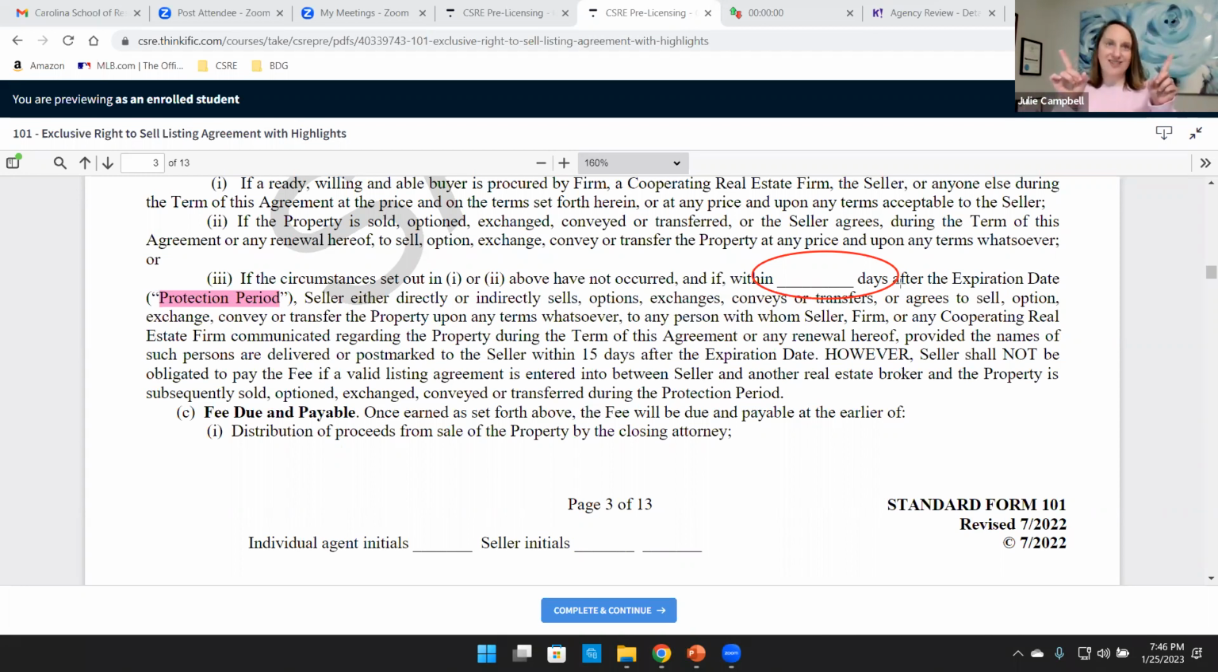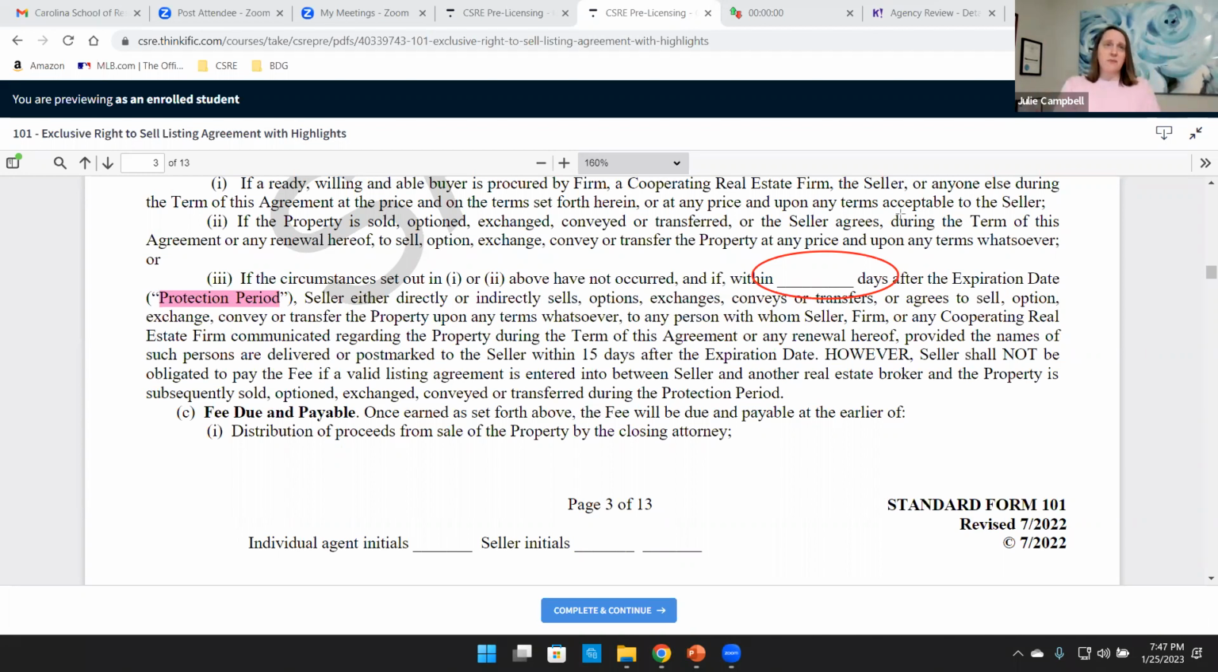There are two caveats to this. First off, this isn't just any old buyer that shows up. I have to provide names to this seller of buyers that I think are interested. I have to know that there's somebody out there interested. The second caveat, if the seller lists with another firm, I'm out, because they're now in an agency agreement with that other firm. That other firm is now owed commission.